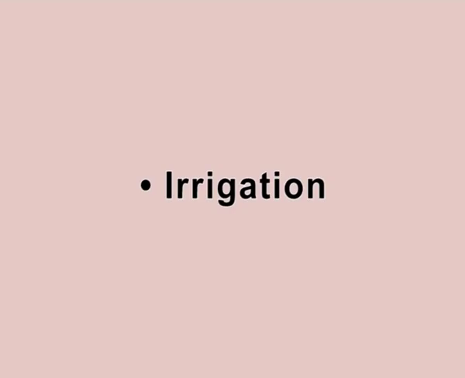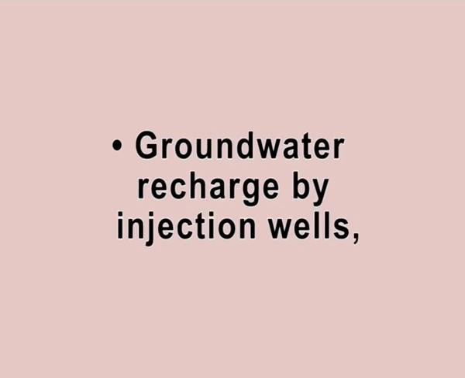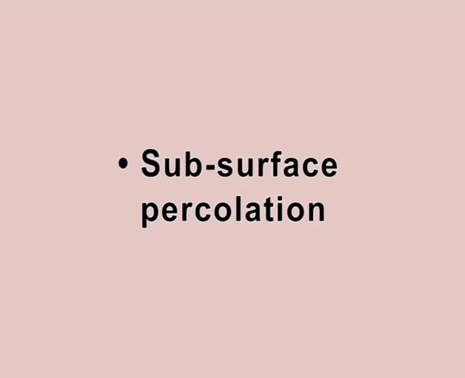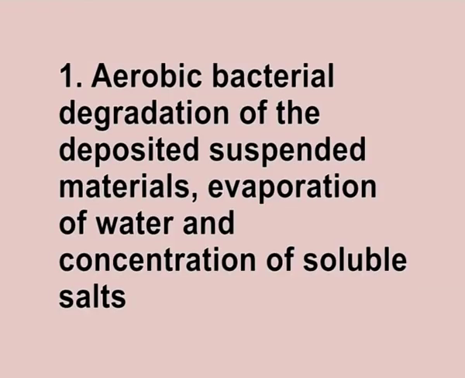The methods are irrigation, surface ponding, groundwater recharge by injection wells, and subsurface percolation. Irrigation is a treatment process that consists of a number of steps. One is the aerobic bacterial degradation of the deposited suspended materials, evaporation of the water and concentration of soluble salts. Another important observation is filtration of small particles through the soil cover and biological degradation of entrapped organics in the soil by aerobic and anaerobic bacteria.